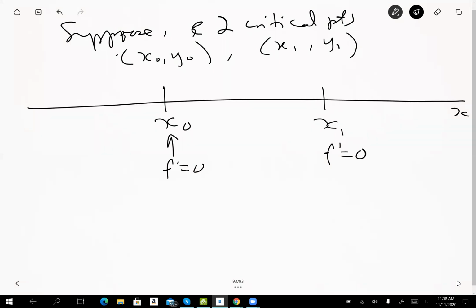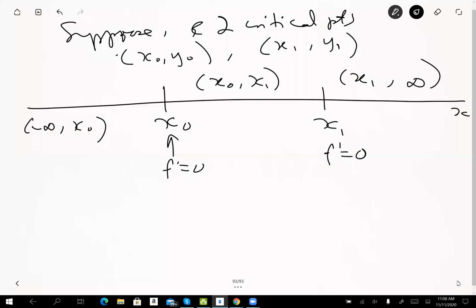Negative infinity to x0. Okay, the first interval is from here, negative infinity, x0. Next, the second interval, x0 to x1. Okay, the third interval, x1 to infinity.